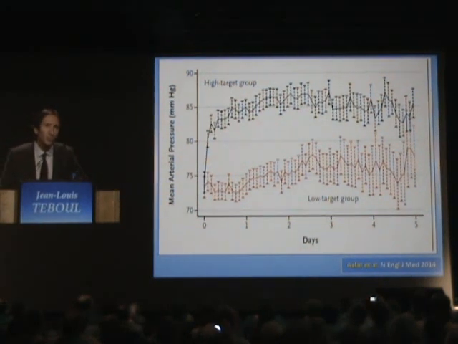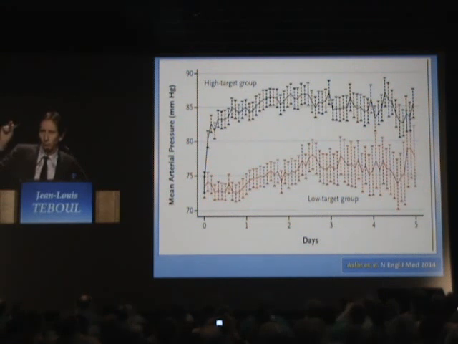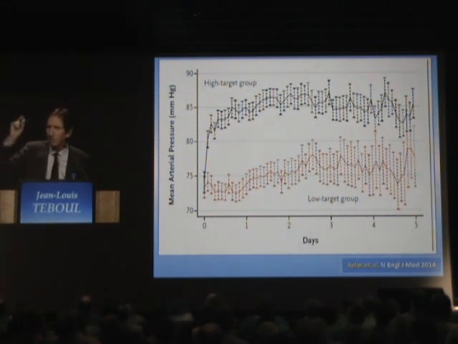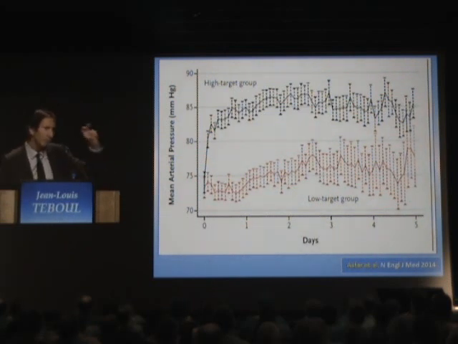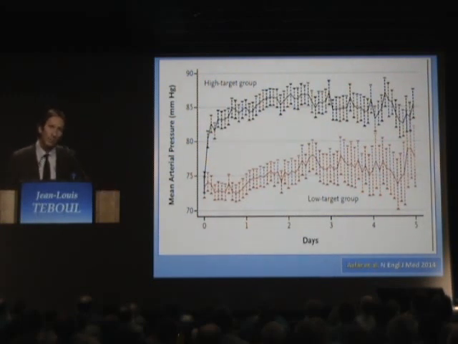We couldn't manage to maintain MAP in the low MAP group between 65 and 70 millimeters of mercury. It was too difficult, but we still have a high difference between the two arms. In the high target group, the mean value was 85 millimeters of mercury during the 5 days of the study, and in the low MAP group, the value was around 75 millimeters of mercury.